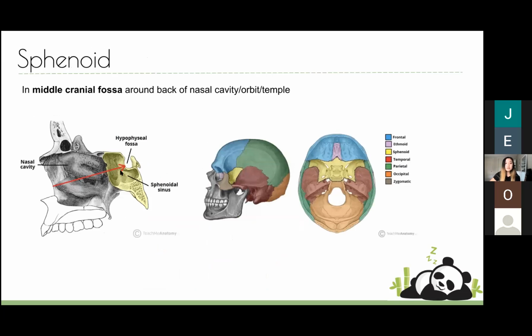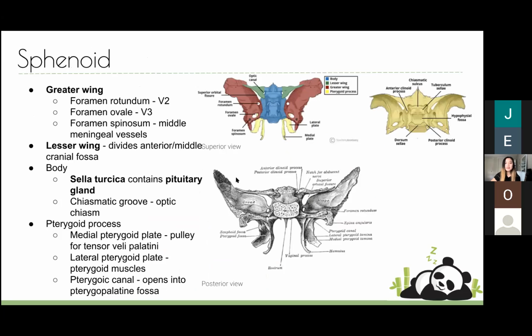This is your sphenoid. It's in your middle cranial fossa, as you can see. So it's the back of your nose. And so you can actually sometimes do surgery through it, through your nose into your brain. That's how it works. You can also see it's on the side here. And this is your middle cranial fossa. These are the parts of the sphenoid.